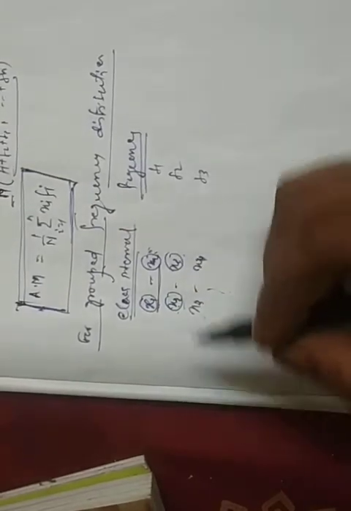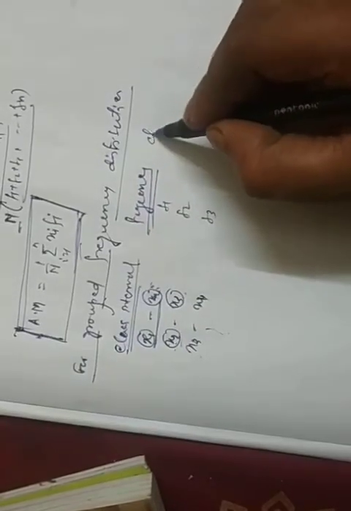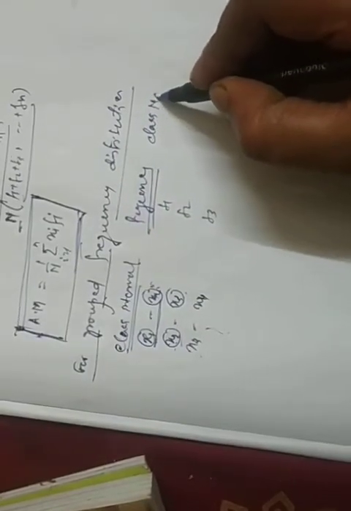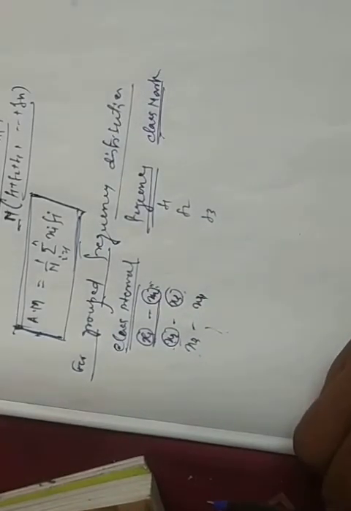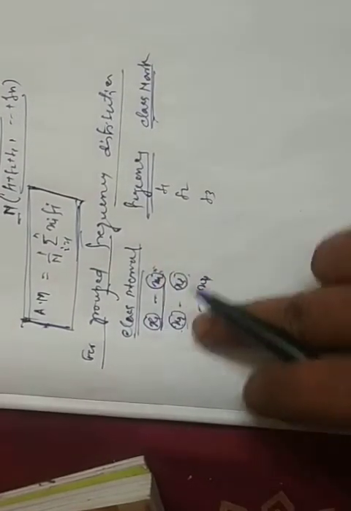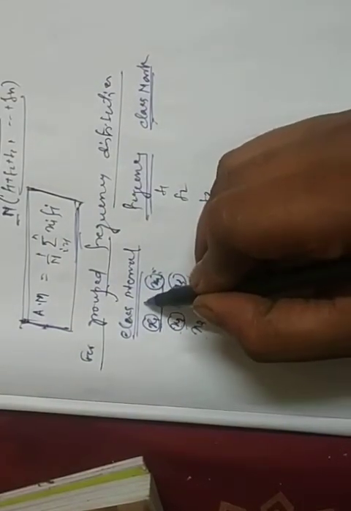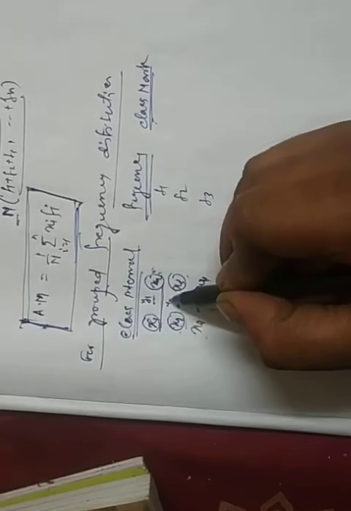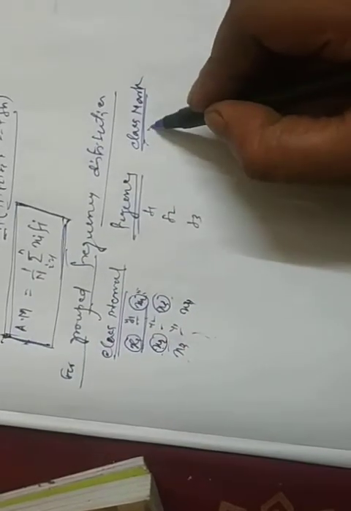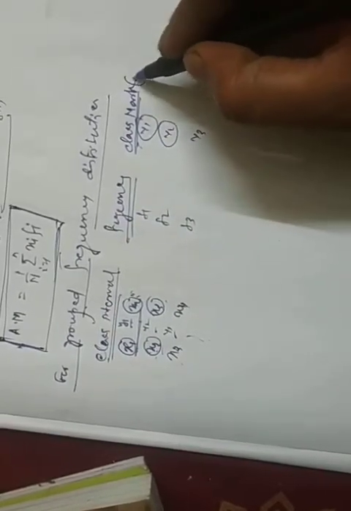Now, to calculate the arithmetic mean for a group frequency distribution, we will use the class mark. Now you know what the class mark is. Class mark is the mid value of each interval after changing it into the continuous form. If the mid value of this part is y1, this part is y2, this part is y3, then the class marks are y1, y2, y3. These class marks will be taken as the variable values of the variable.